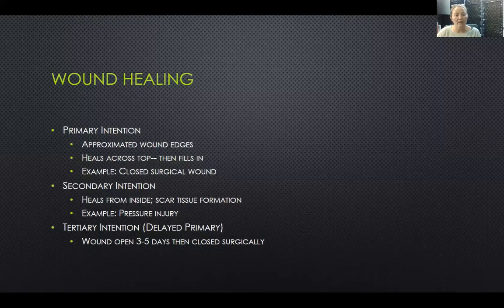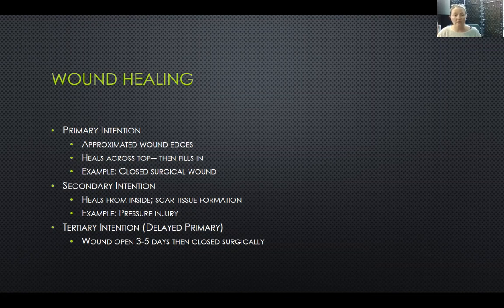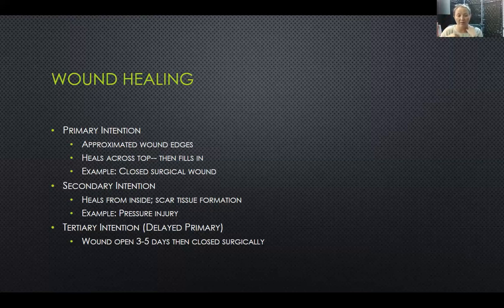Also, when we talk about wound healing, we'll talk about intention. So primary intention is when you see wounds that will heal by sealing off the outside. So a scab forms on the outside, and then healing happens underneath the skin. It begins in that wound bed after it has healed on the outside. This type of healing, the epidermal cells will move across the top, seal the wound within 24 to 48 hours, but then it isn't all the way healed underneath. It'll continue healing underneath. Examples of this would be like a surgical incision with staples or stitches across the top.